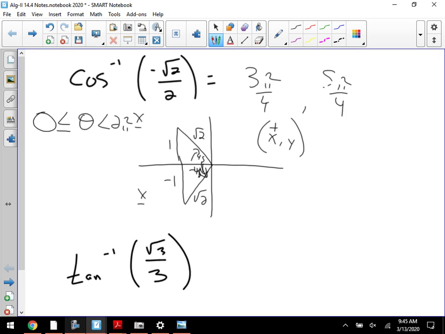So there are going to be 2 places where cosine has a value of negative root 2 over 2. That's what we're looking at. Because your reference angle is pi over 4, so you went up pi over 4, you also have to drop down pi over 4. We're just utilizing reference angles to go around. So 3 pi over 4 and 5 pi over 4.